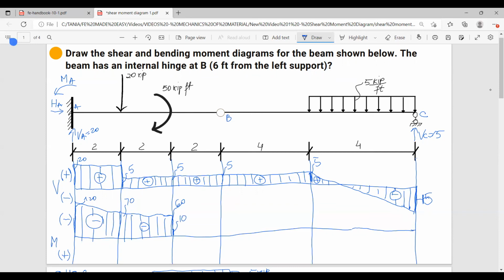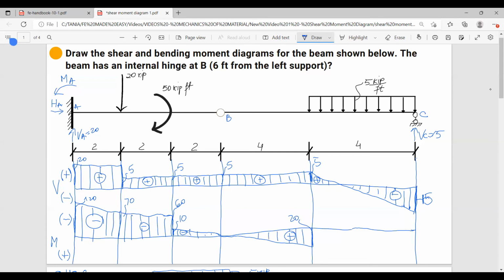And from here, we're gonna go downwards linearly 5 times 2, 10. And we're gonna end up here at 0. So again, linear, negative. And then from 0, we have to go linearly towards the positive side with a value of 5 times 4, 20. So here we're gonna have 20. And now we are on the positive side.